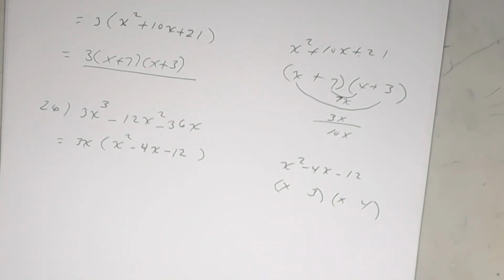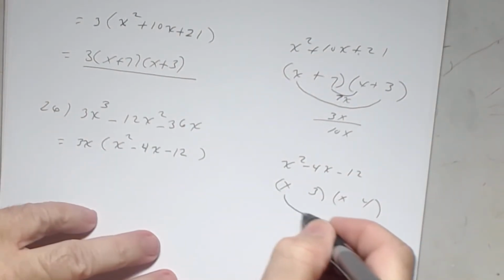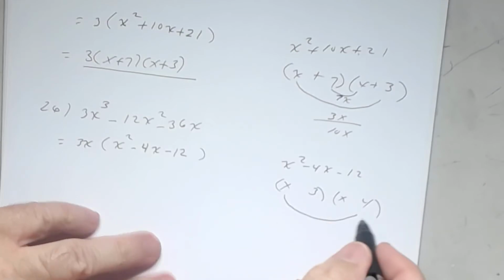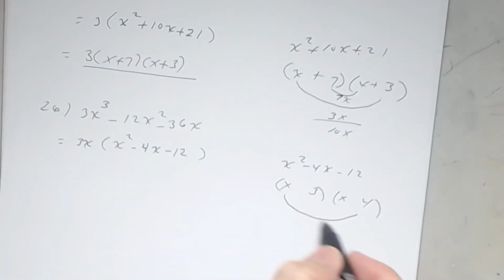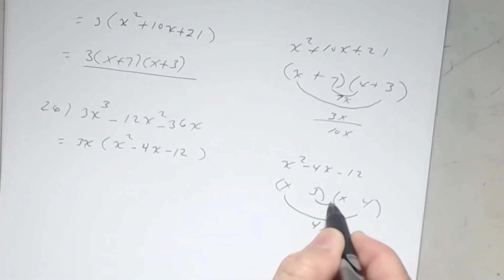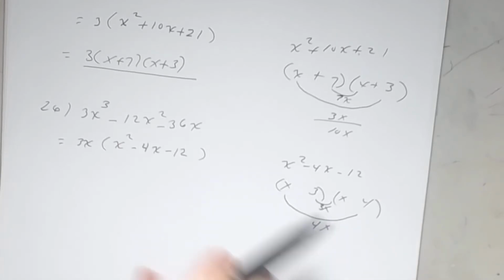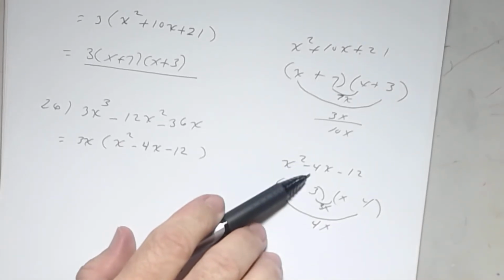But the last sign is what? Negative. Now that means one's positive, the other one is negative. Now be strategic. If the signs are different, here's the way I would do it. You're going to see it in the next section as well. I would just go ahead right away and do the outer and the inner without even doing the signs. What's the outer? 4x. What's the inner? 3x.